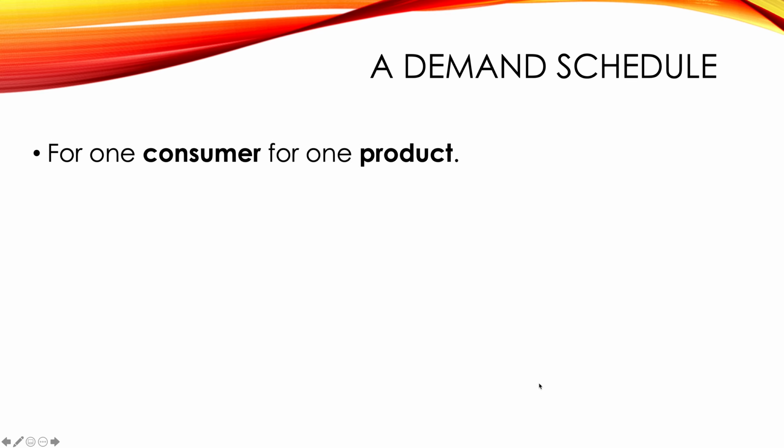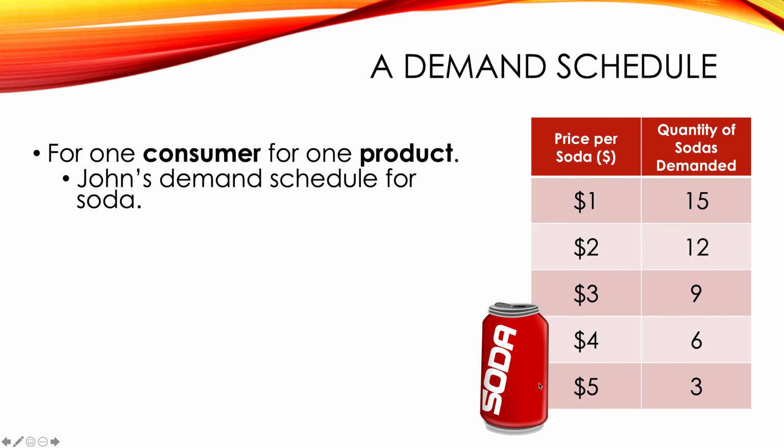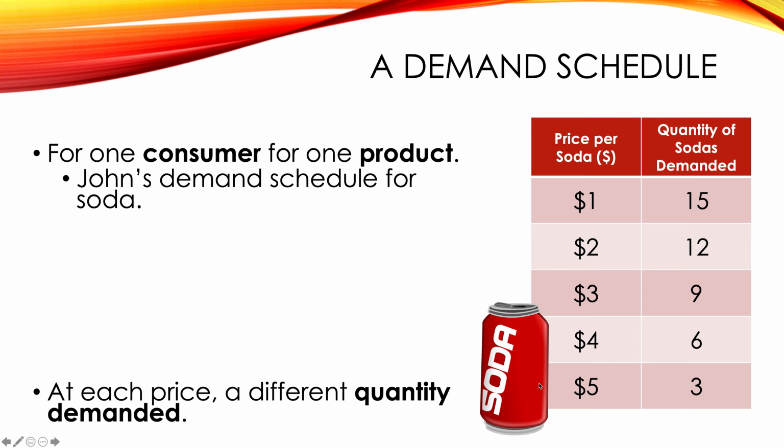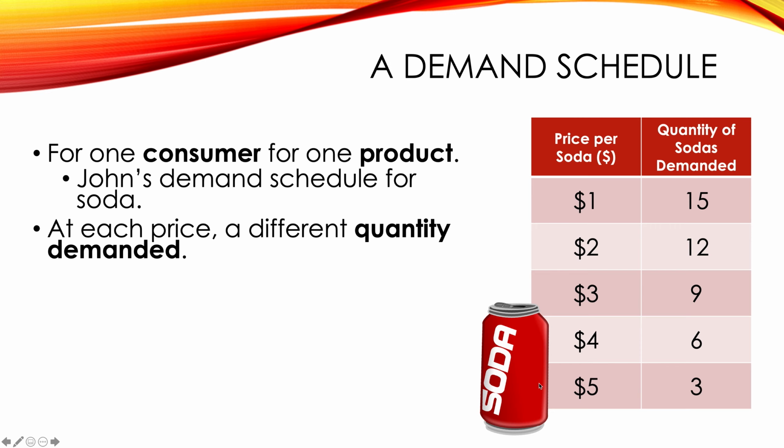Let's imagine one consumer and one product only. So we're going to create a demand schedule about something like John's demand schedule for soda. One person, John, one product, soda. Easy enough. Now, here's how to read this table. This is going to seem a little bit unusual, but the way we're setting it up is going to help us later on down the road. At different prices, this is the price per soda, John is going to have what's called a different quantity demanded of sodas.